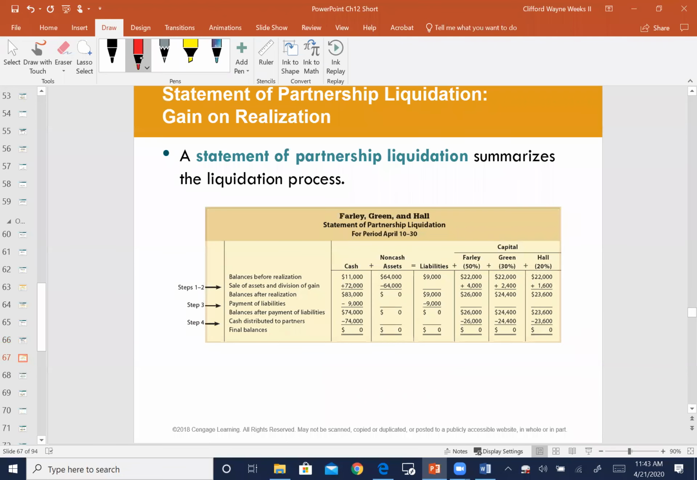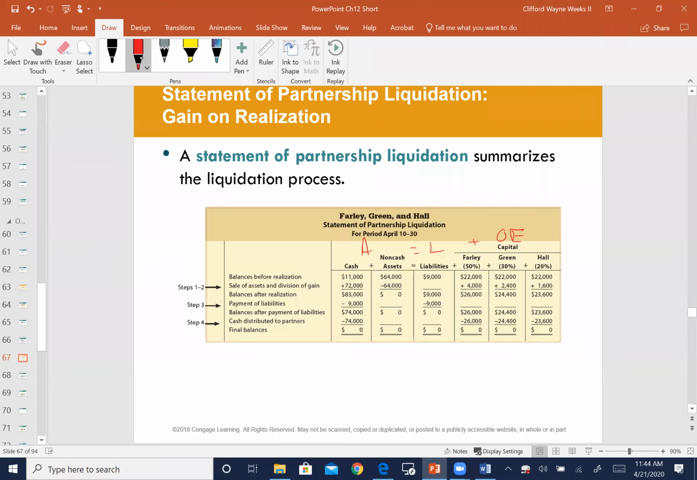And so the best way to look at it, again, is our accounting equation. We have our assets equal our liabilities and our owner's equity. The first scenario, we start off with the post-closing trial balance. We sell, and we're going to see the journal entries here in a minute, those assets for $72,000. We divide the gain among the owners based on their partnership agreement. We take from the $83,000 now in cash, we pay off our liabilities.